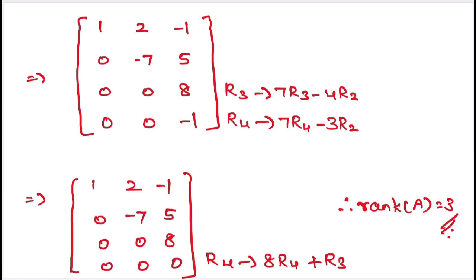We get the matrix 1 2 minus 1, 0 minus 7 5, 0 0 8, 0 0 0. So there are 3 non-zero rows, so the rank of A is equal to 3. Hence the solution of this problem.